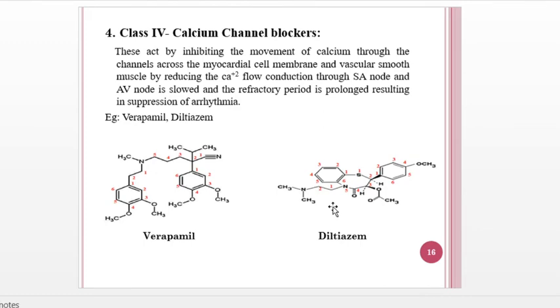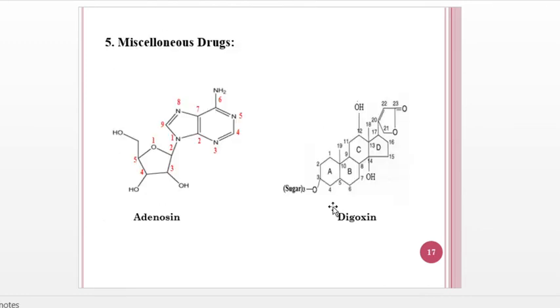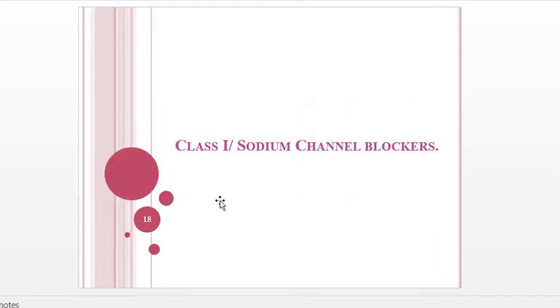Now we can see miscellaneous drugs like adenosine and digoxin. Now we can go to the detailed chemistry of class 1 or sodium channel blockers.